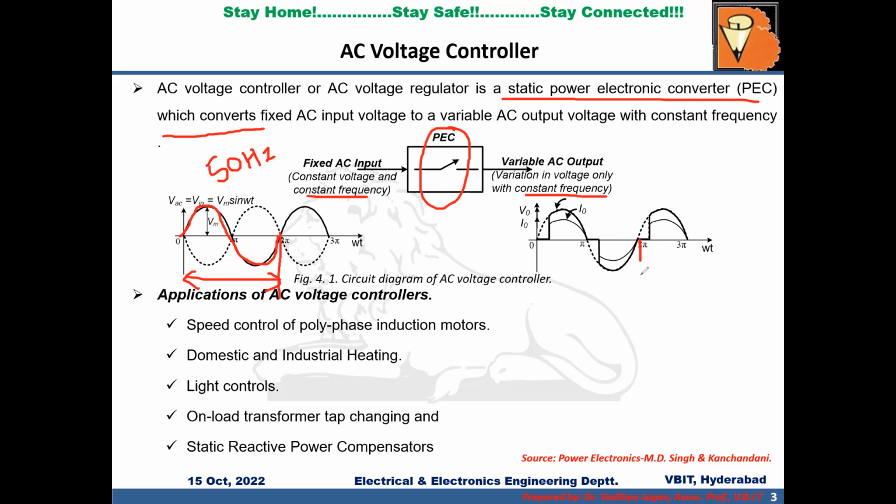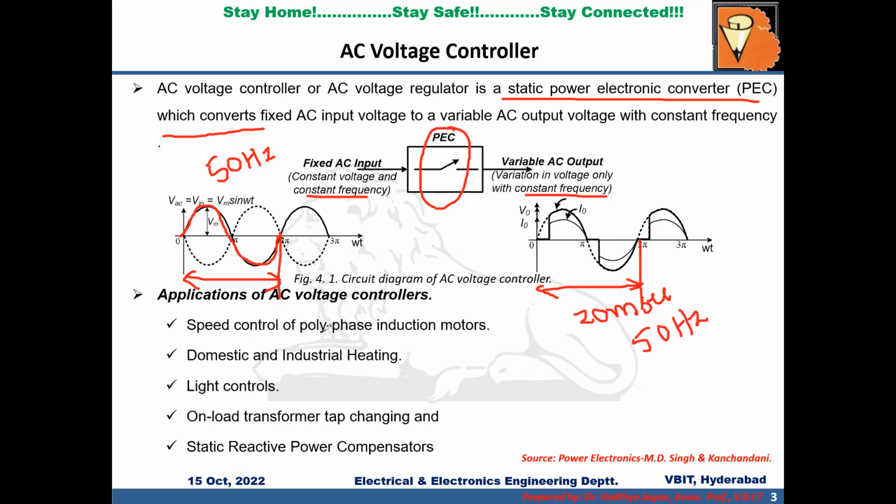Similarly, at the output side also, if I see from 0 to 2 pi, you can see one cycle. In one cycle, we need to complete one positive half cycle and one negative half cycle, and it has to complete in 20 milliseconds. So 1 by 20 milliseconds gives 50 Hz. There is no change in the frequency, but the voltage can be varied by varying the area under either the positive half cycle or negative half cycle or both. Depending upon the application, we can go for this AC voltage controller.